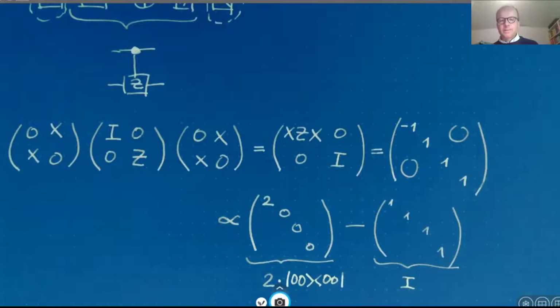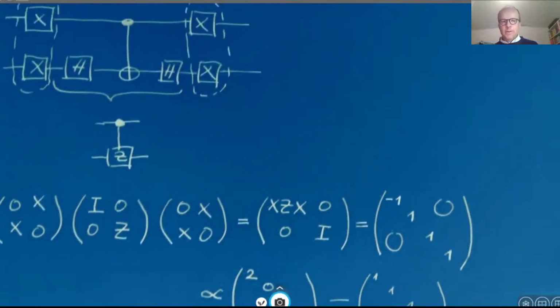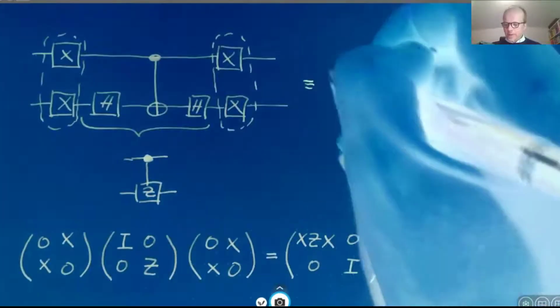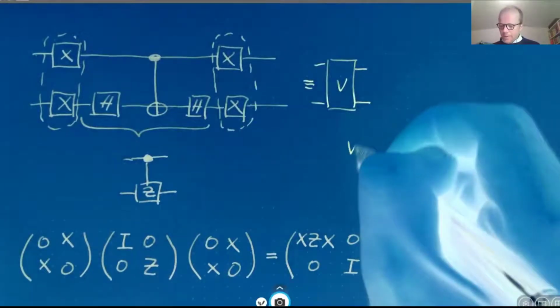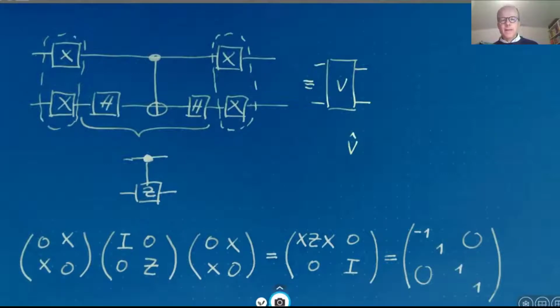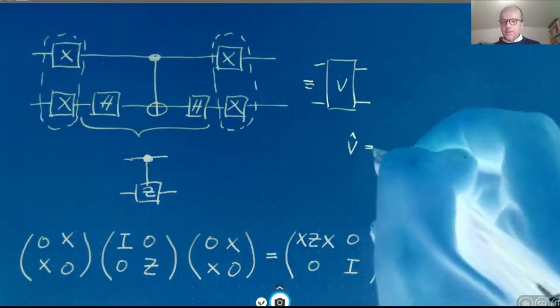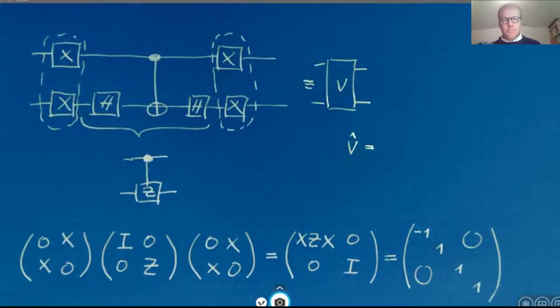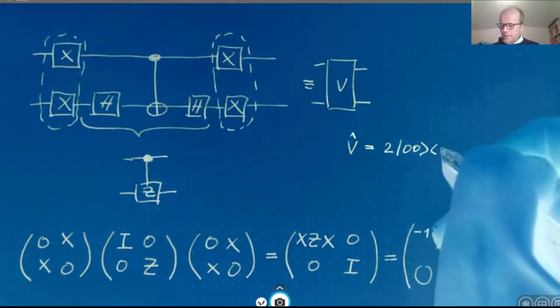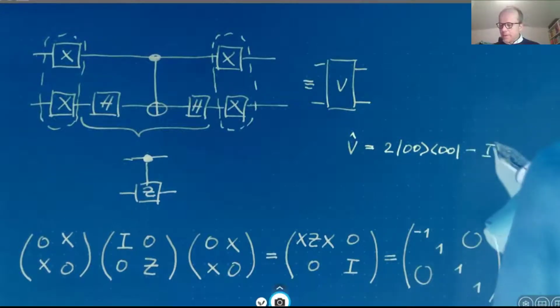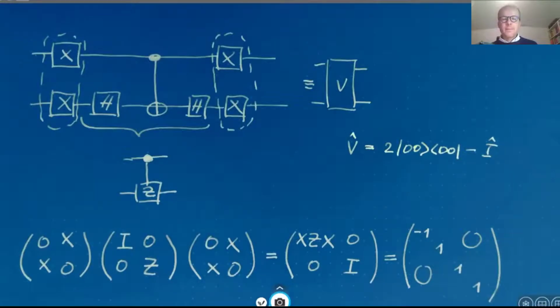To summarize what this circuit does, we defined this as our 2-qubit gate V, and the unitary operation that is effected by this gate, up to an overall sign which we don't care about, is 2 times the projector onto basis state 0, 0 minus the identity operator. So this is something we should keep in mind when we go through the circuit and when we encounter this particular gate.